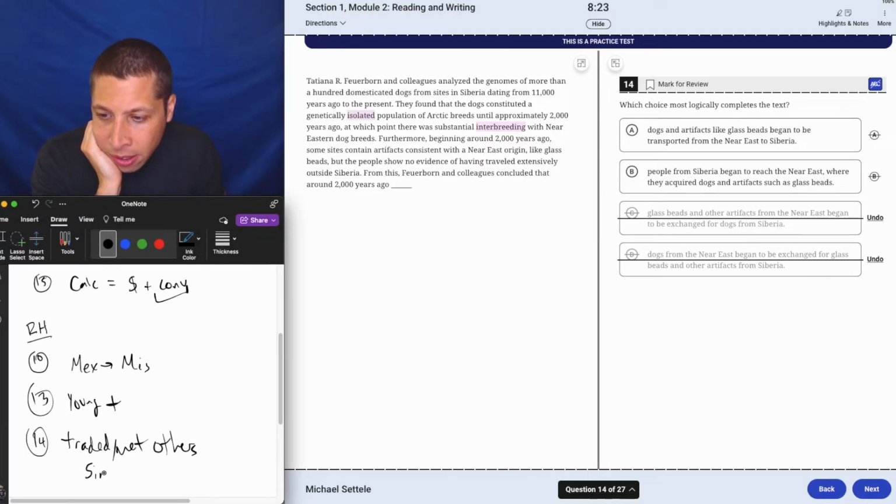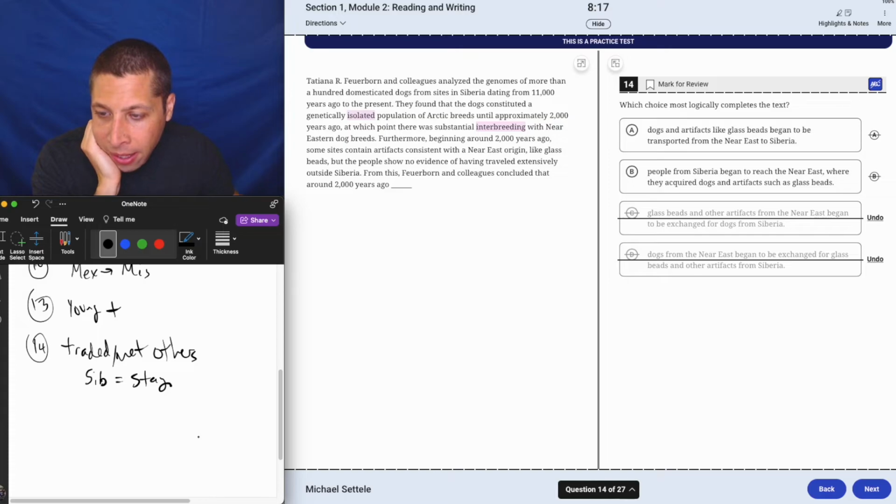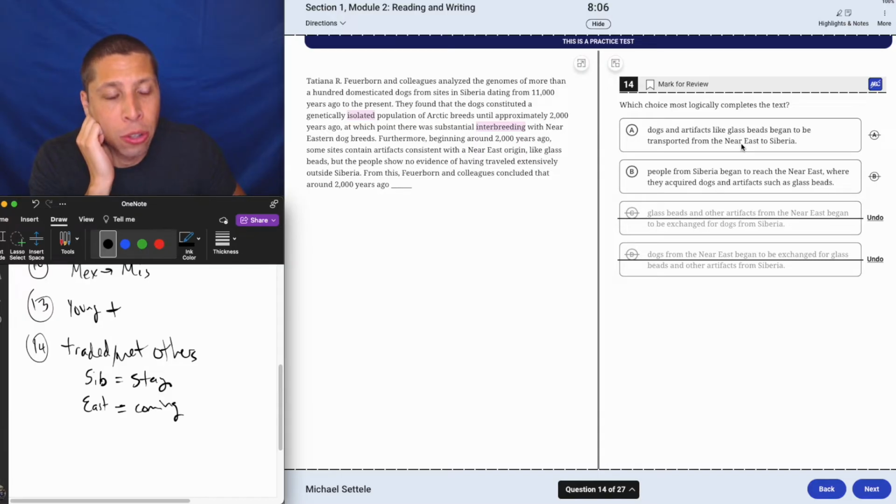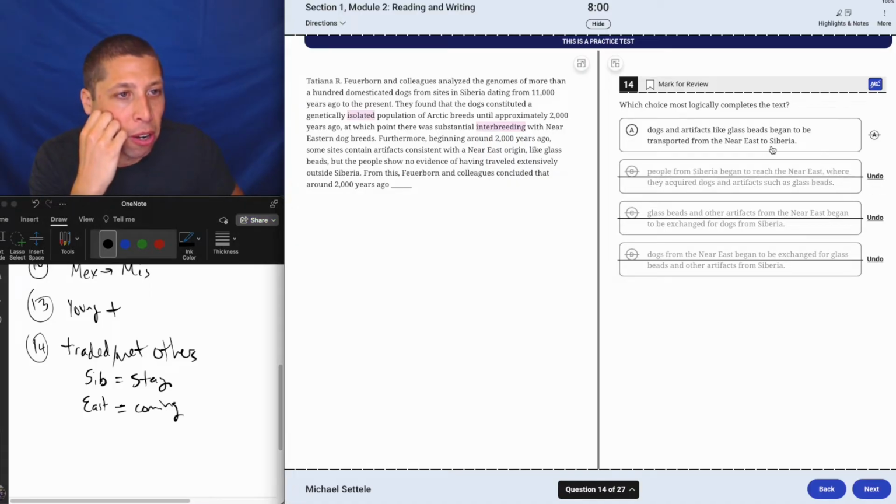Siberians equals staying. Right? So that means then that the Easterners are coming to them, right? So dogs and artifacts like glass beads began to be transported from the Near East to Siberia. Seems good. People from Siberia began to reach the Near East. No, this they're literally saying is wrong. So it's got to be this.